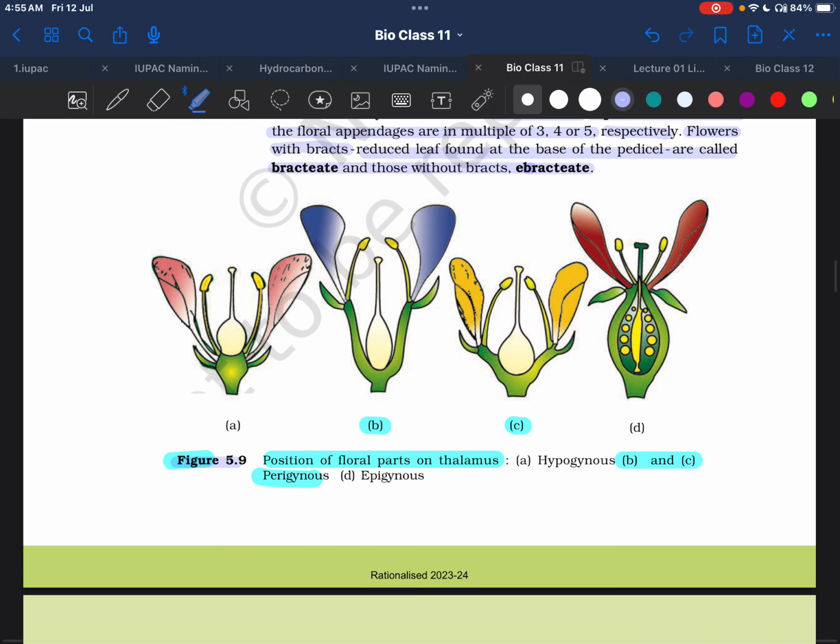Figure 5.9 Position of floral parts on thalamus. A. Hypogynous. B and C. Perigynous. D. Epigynous.